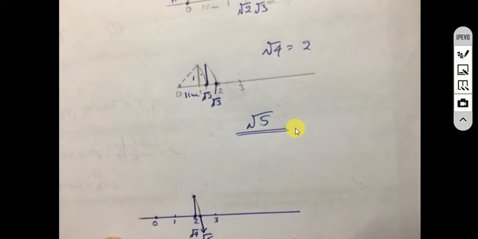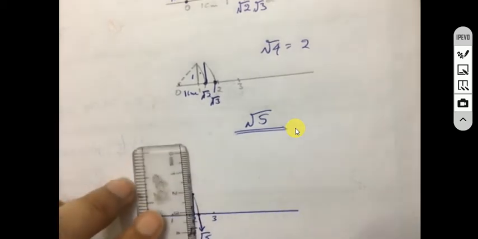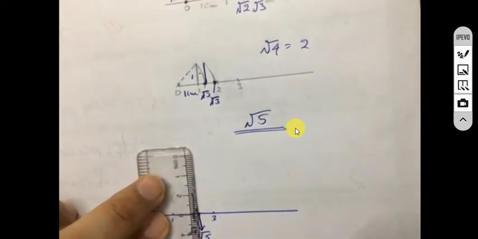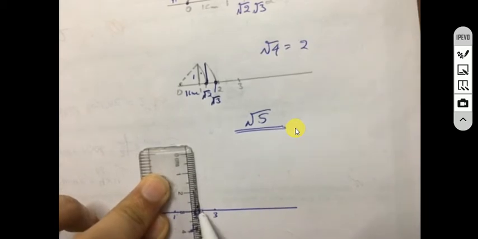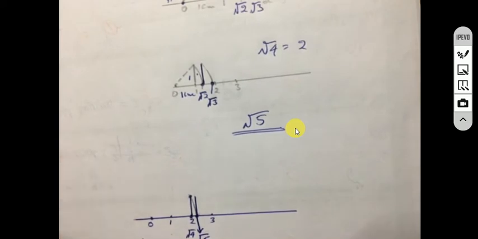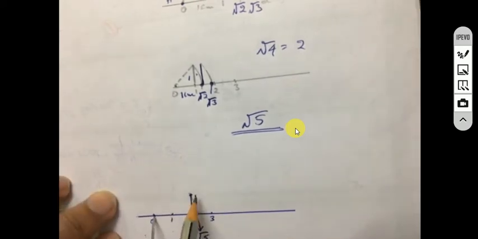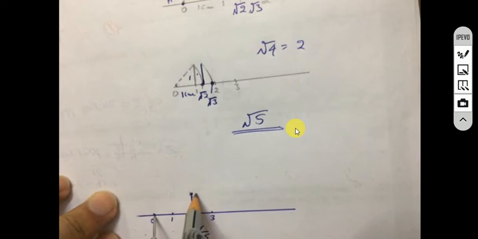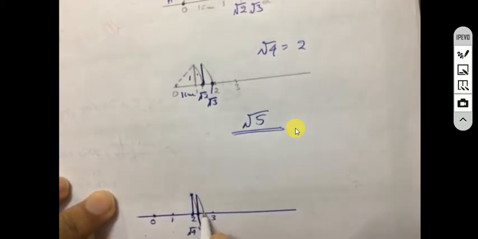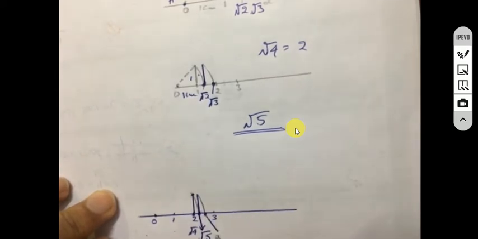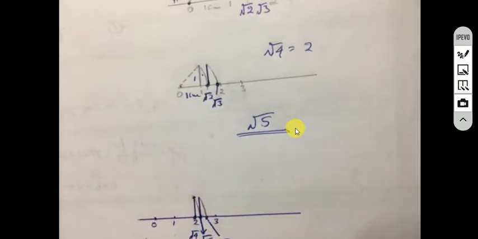Next, if I want to draw under root 6, again I'll draw a 1 centimeter line from here. Now again I'll keep the compass from point 0 to the topmost point and make an arc. Again, wherever this arc cuts the line is under root 6. Similarly for 7 we'll draw a 1 centimeter line over here and we can carry on.